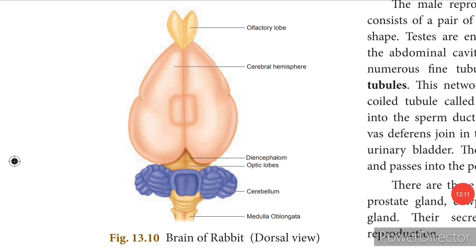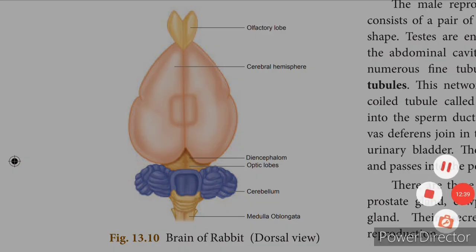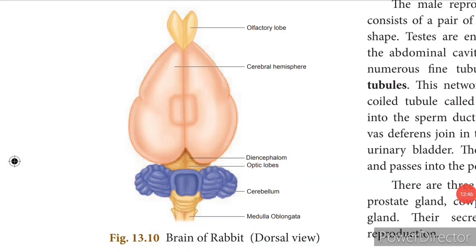The forebrain consists of olfactory lobes, cerebral hemispheres, and diencephalon. Look into the picture, children. There are two hemispheres, isn't it? That is, two cerebral hemispheres are connected by a bundle of nerve fibres which is called the corpus callosum. The midbrain consists of optic lobes, and the hindbrain consists of cerebellum, pons, and medulla oblongata.